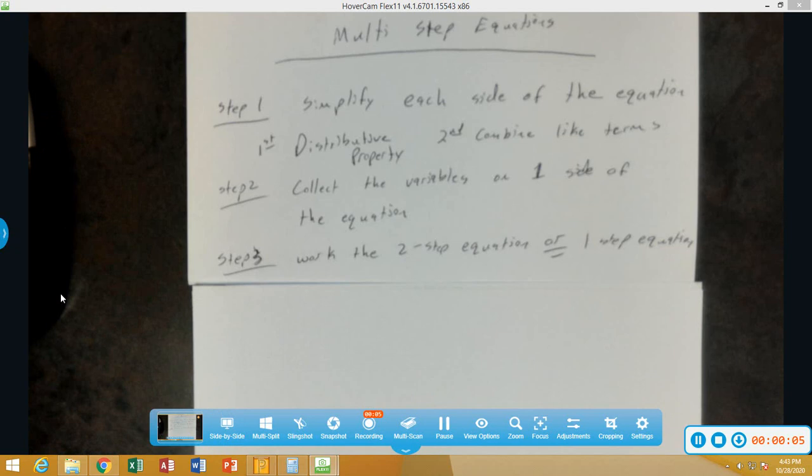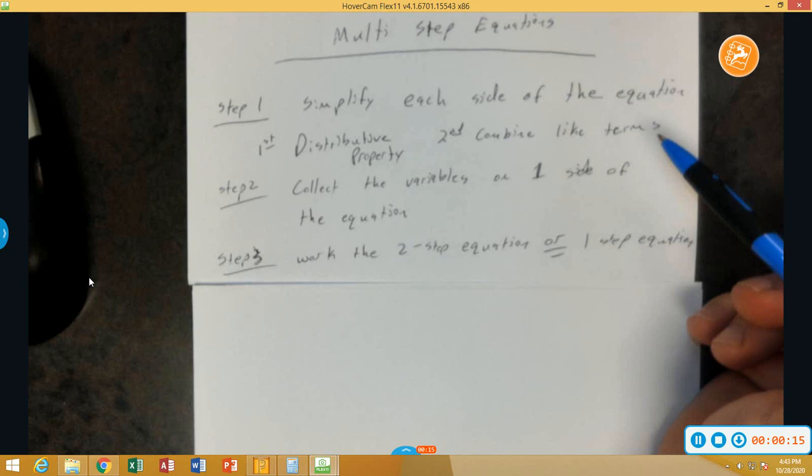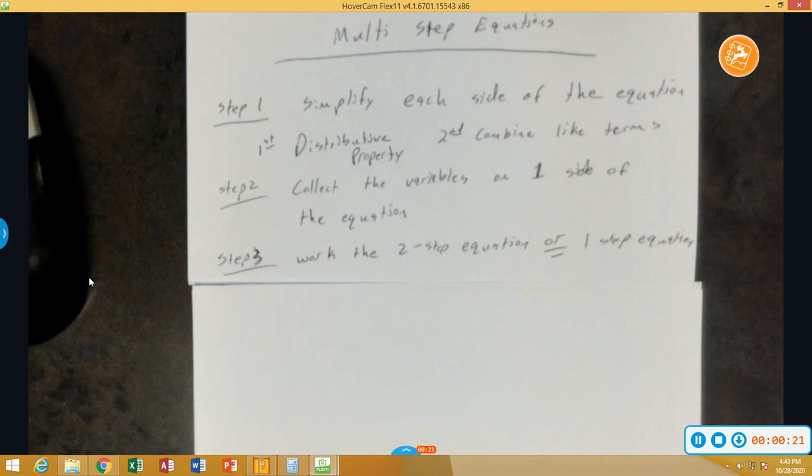This video will be on multi-step equations with variables on both sides. We're going to follow the same rules like you got in the last one, but this time we're actually going to have to do step two. Nothing else is going to change other than that. So let's look at a problem.